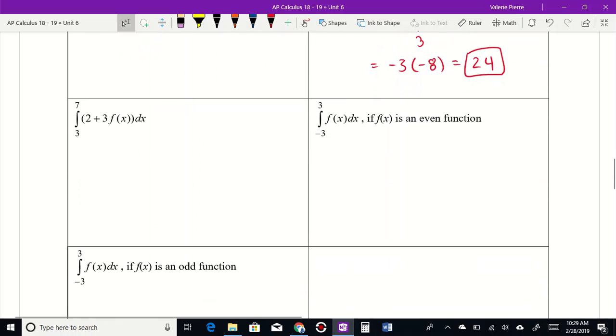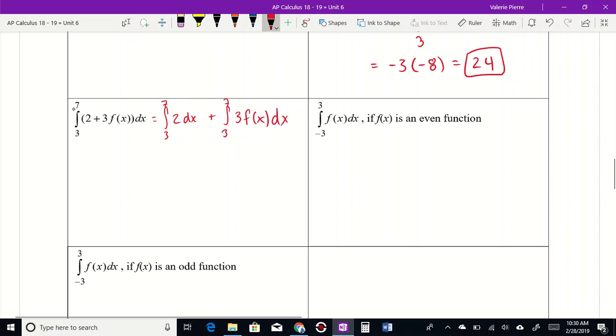We're just going to do all of these problems together. The next problem, we want the integral from 3 to 7 of 2 plus 3 f of x dx. So again, we've done problems similar to this before. We're going to separate this integral. So we want the integral from 3 to 7 of 2 dx plus the integral from 3 to 7 of 3 f of x dx.